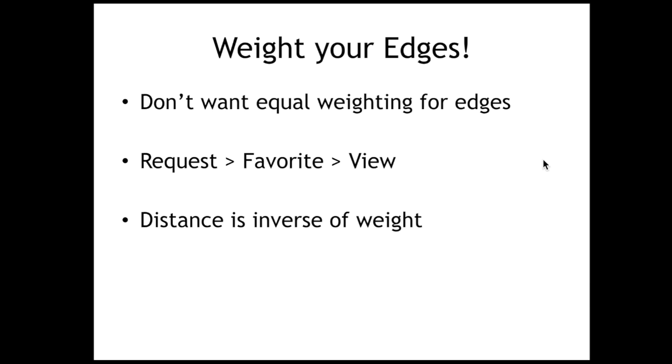Okay, so finally, we want to make sure our edges are weighted. Like I've reiterated a number of times here, requests are more important than favorites, which are more important than views. So we don't want our edges to be weighted equally. And it's important to note that distance on a graph is actually inversely related to the weight. So if you want something to have a really high weight on your graph, you want it to have a really short distance. If you think about a graph traversal outwards, if two nodes are related by a short distance, it's going to be traversed first, so it's going to have a higher weight. So it's just something to keep in mind.